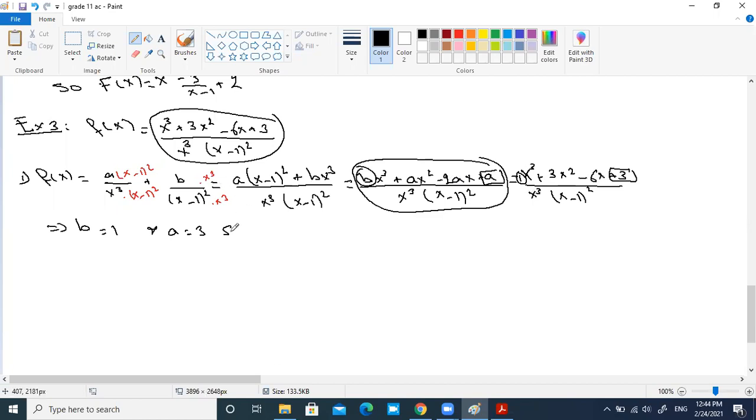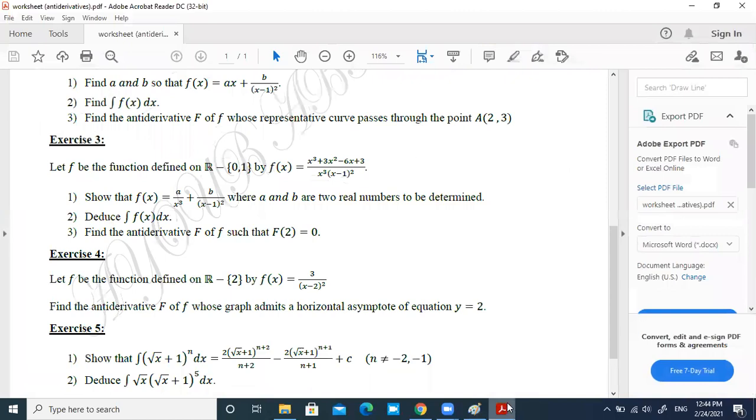Therefore f of x is equal to, replace a and b by their values, 3 over x cubed plus 1 over x minus 1 squared. Part 2. Do you have any questions till now? No questions? Sounds good.